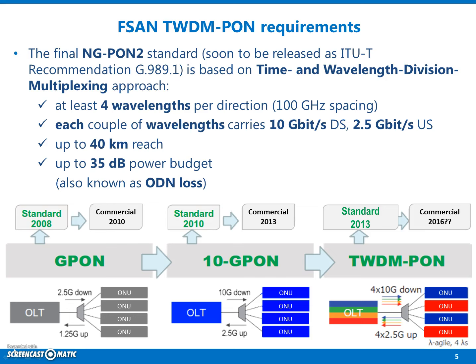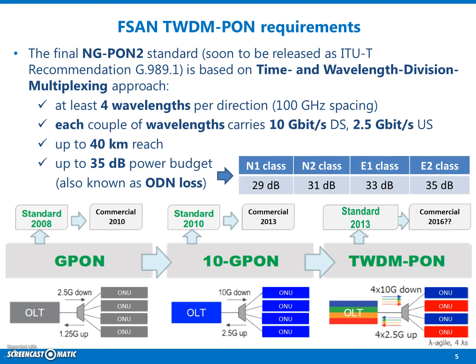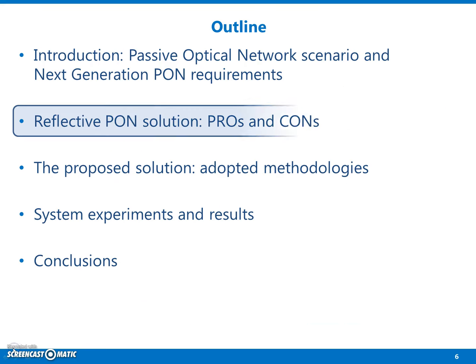loss, optical distribution network loss, which corresponds to the attenuation due to the fiber and the optical splitters that a network can support. ITU-T defined different classes of networks according to this parameter, from a minimum of 29 dB up to 35 dB for the highest class of PON.